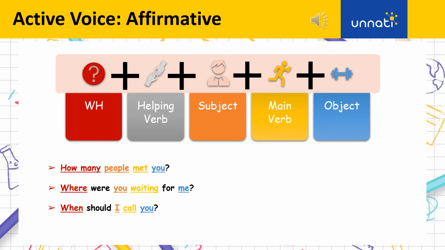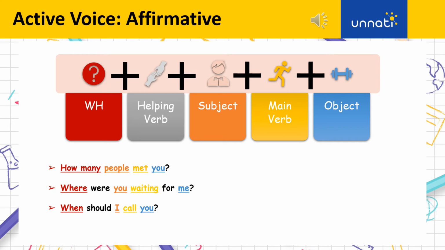Okay, so now we look at constructing questions in active voice. What is the formula? We have the WH word or the question word, then the helping verb plus subject plus main verb plus object. Yeah? Let's look at the first example.